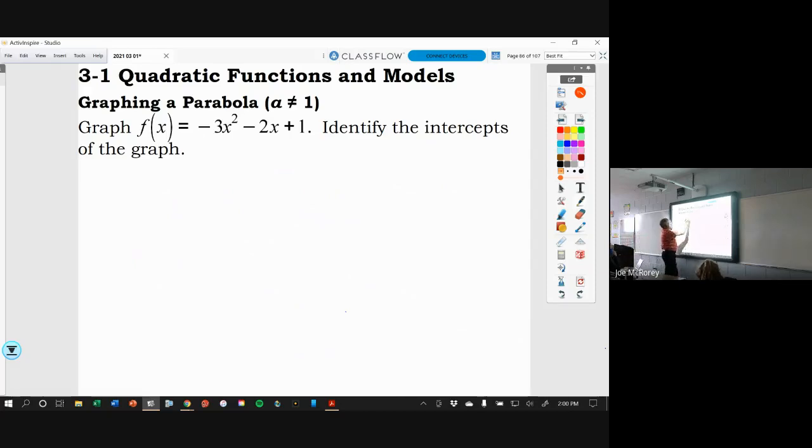I'm going to complete the square on this piece here. However, to complete the square, the coefficient on my x has to be a 1. That's not a 1. I have to make this negative 3 a 1. And I can't just randomly multiply it by stuff because it's not an equation, and I've got to do the same thing to both sides. So what I'm going to do is factor out a negative 3.